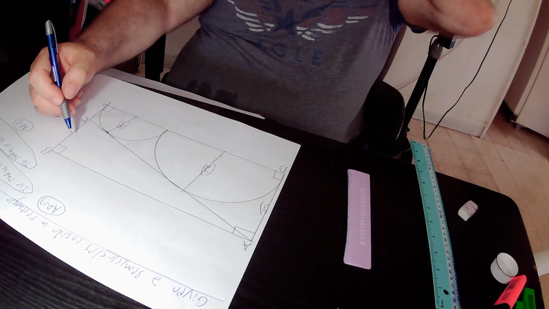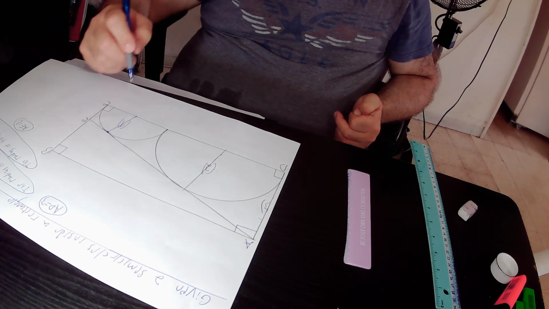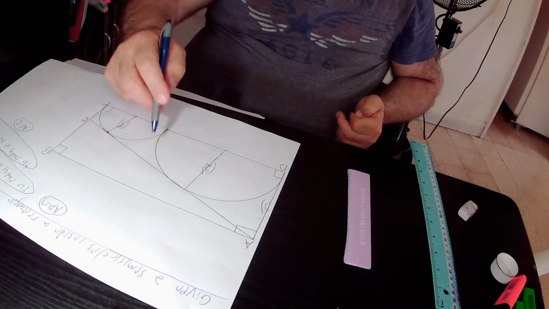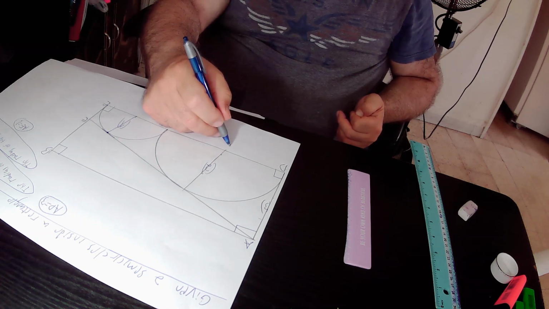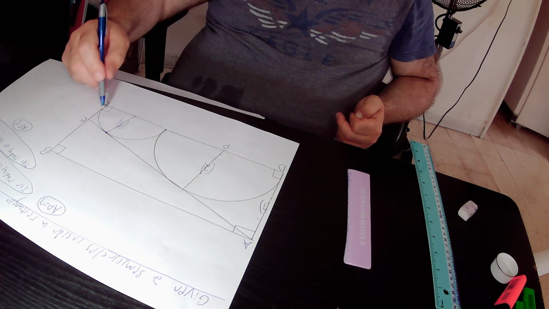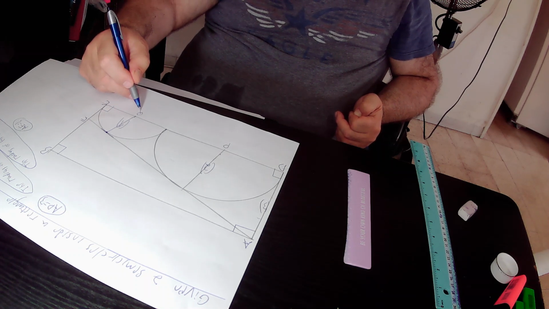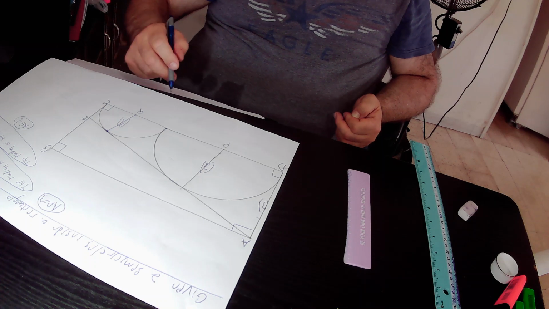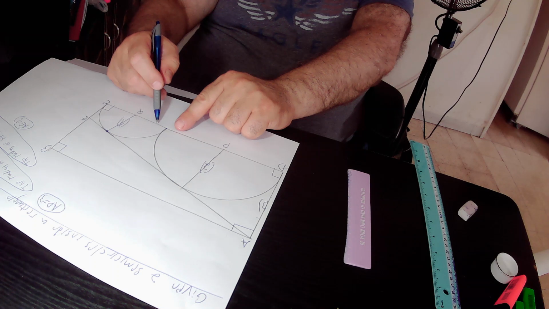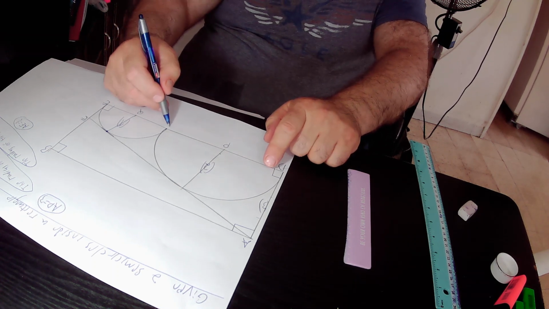In the next step, we will define the relevant points for this question with letters. We will define the center of the big semicircle. This point is point P. We will define the center of this semicircle. This point is point Q. We will define the touching point of those two semicircles with each other. This point is point S.